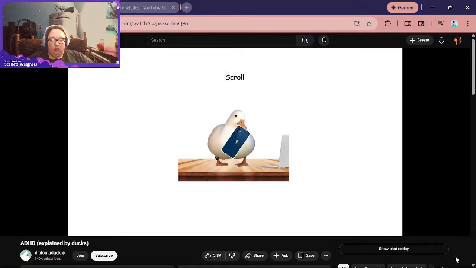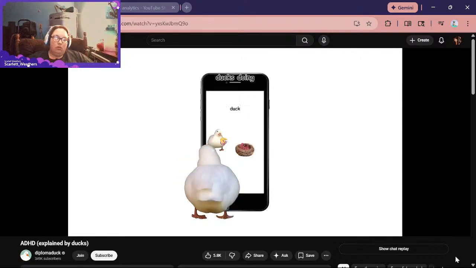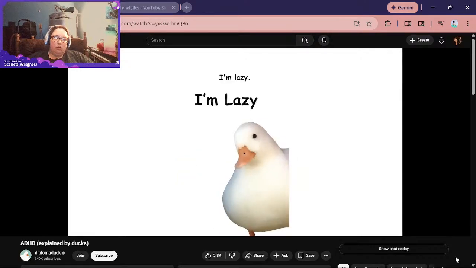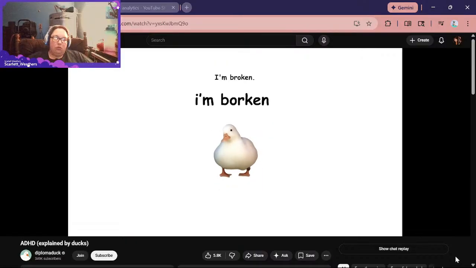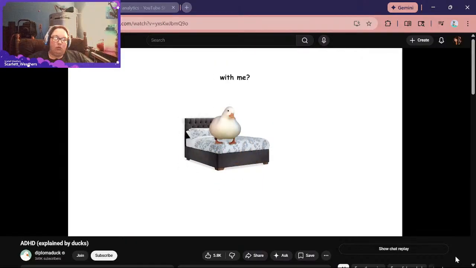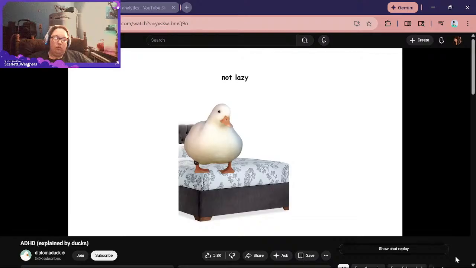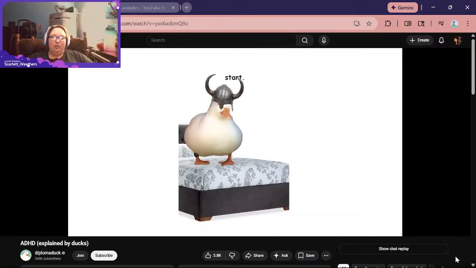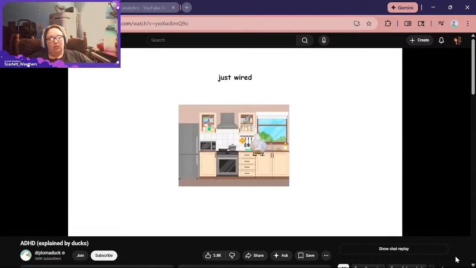Duck open phone. Scroll pond app for 42 minutes. Duck see other ducks doing tasks. Duck say, I'm lazy. Duck say, I'm broken. Duck say, what is wrong with me? But actually, duck not lazy. Duck brain just runs side quests. Main quest hard to start. Duck not broken, just wired.